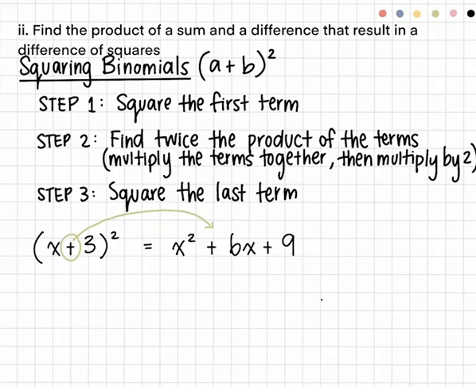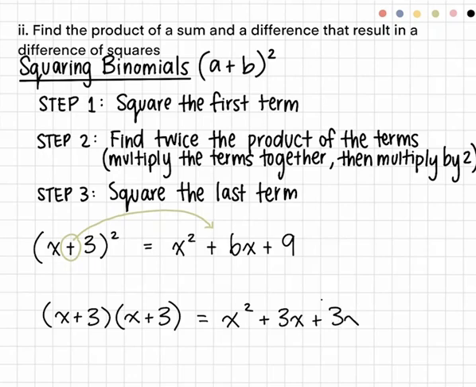You can also think about this in a different way. This is just really x plus 3 times x plus 3. If you were to do FOIL, you'd get the same answer, right? X times x is x squared, x times 3 is 3x, and then 3 times x is 3x, and 3 times 3 is 9. If I simplify, I get x squared plus 6x plus 9. That could be a way for you to check.